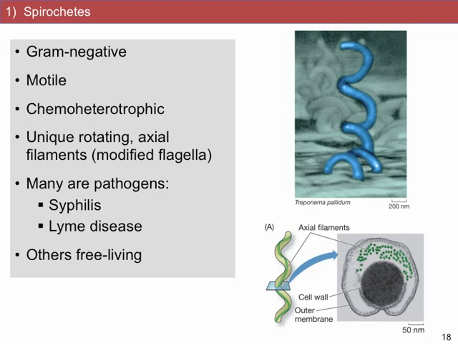These are going to be familiar to people mostly for the ones that cause diseases. So the causative agent of syphilis is in this group. The causative agent of Lyme disease is in this group. They are, as the name suggests, spiral-shaped. So they have these corkscrew shapes to the cells.